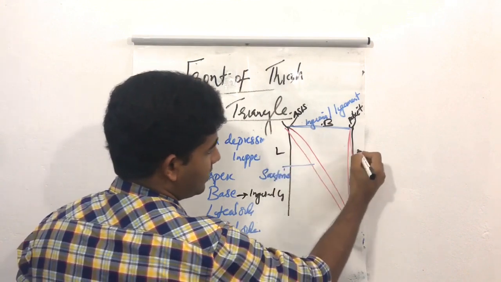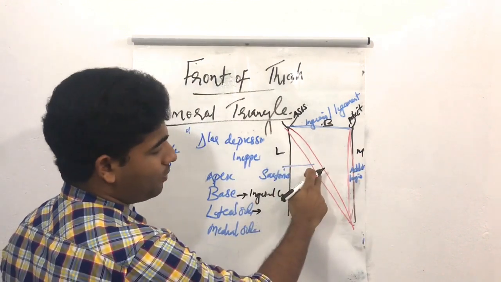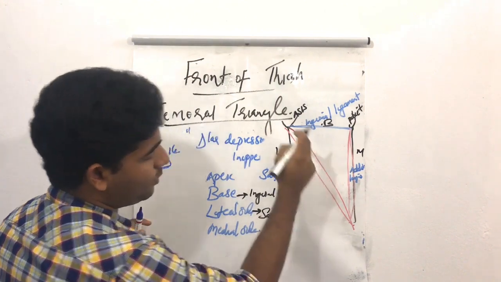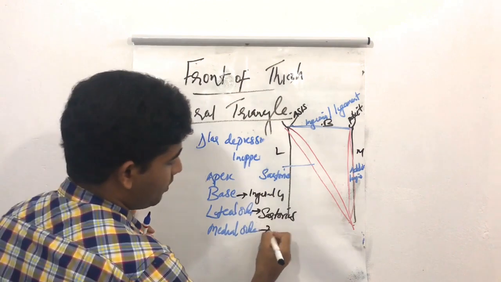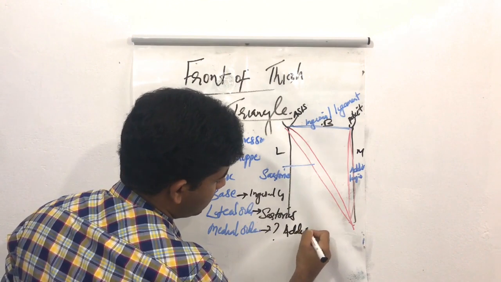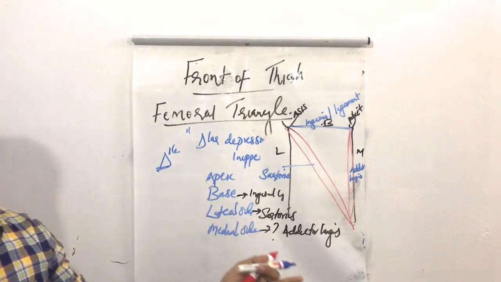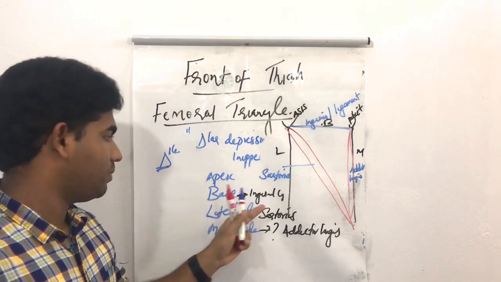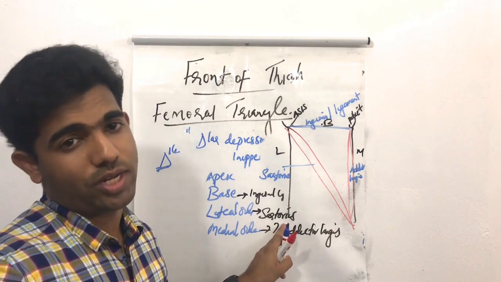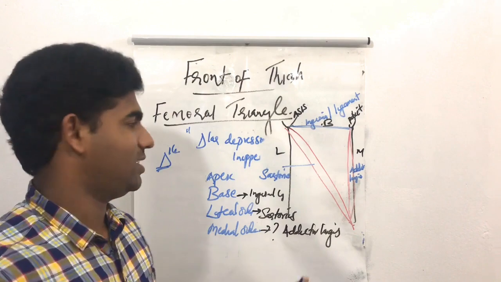This is the lateral side, this is the medial side. So this is the lateral border. The lateral side is made up of the sartorius muscle. What is its medial side made up of? Here, what is this muscle? This is the adductor longus muscle. So we studied its borders: the base is made up of the inguinal ligament, the lateral side is made up of the sartorius muscle, the medial side is made up of the adductor longus muscle.